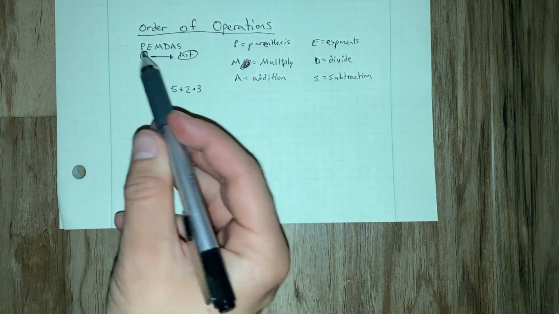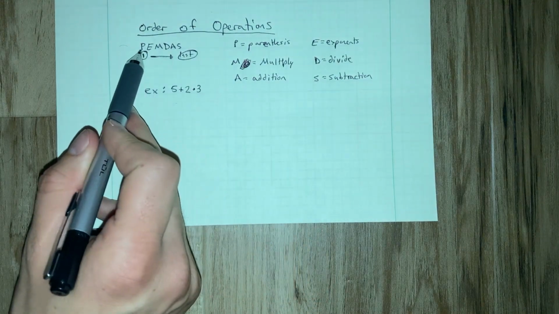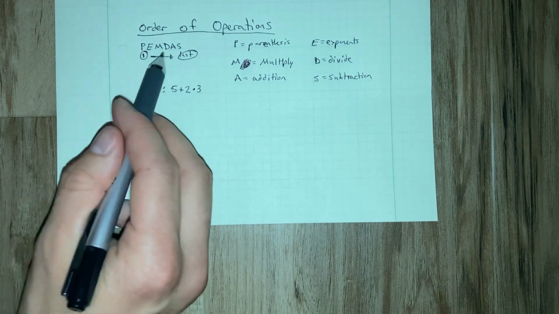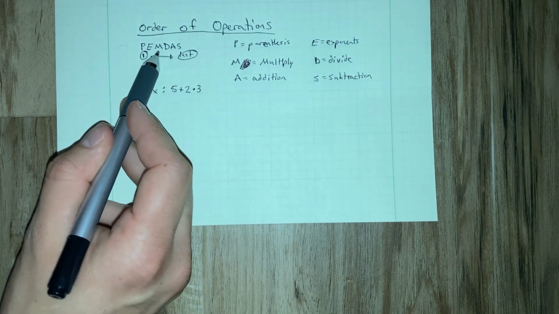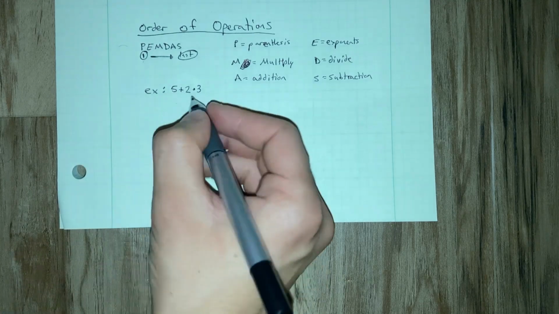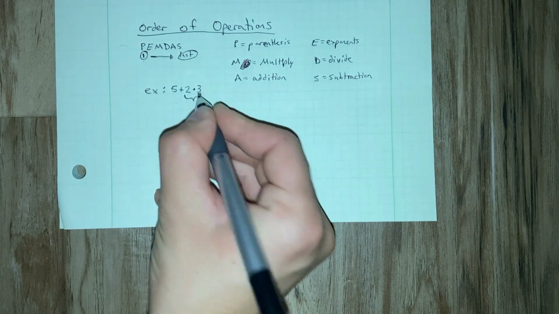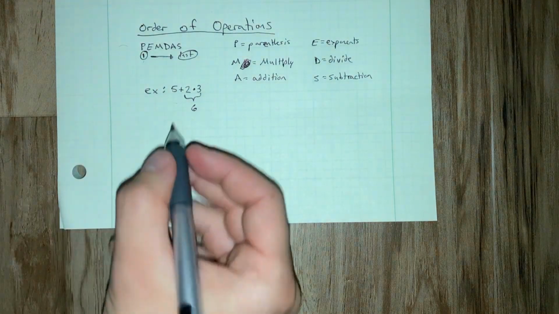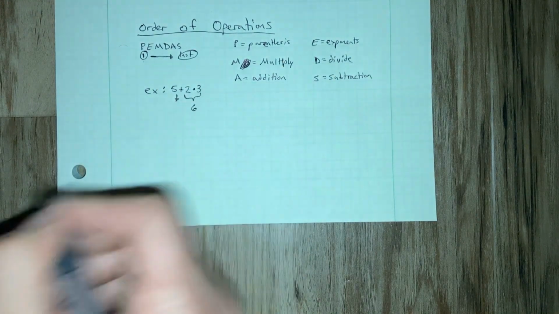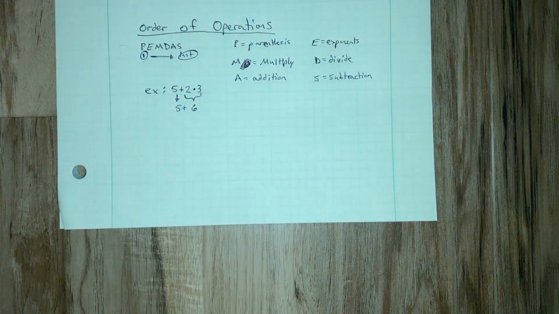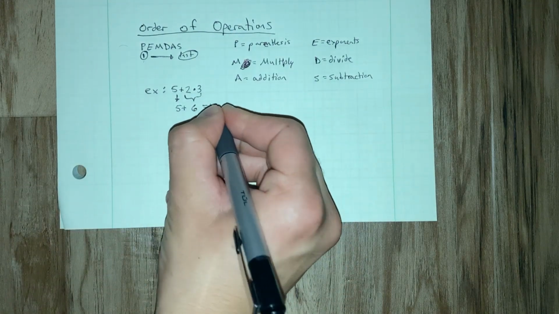Well, let's see, is there any parentheses? No. Are there any exponents? I don't see any. M, multiply, is there any multiplication? Yeah, 2 times 3. So let's go ahead and do that. I'm going to write it right below. 2 times 3, that's 6. So now I'm going to bring everything else straight down. So now we have 5 plus 6. What's 5 plus 6? That's 11.